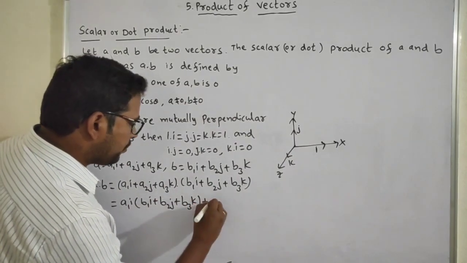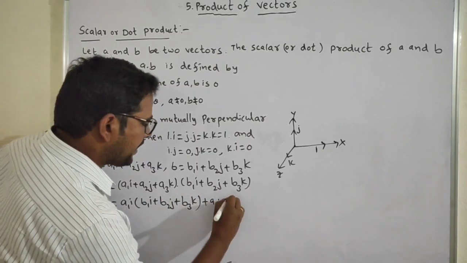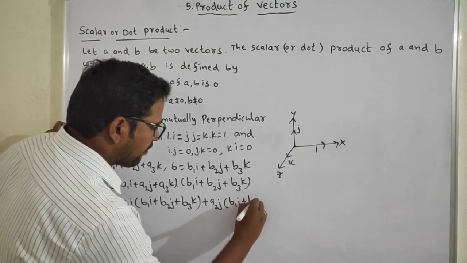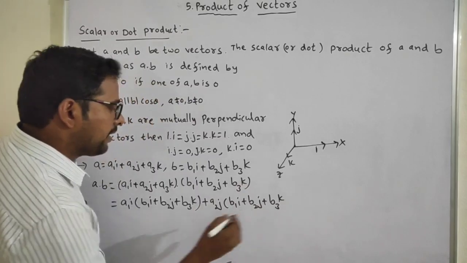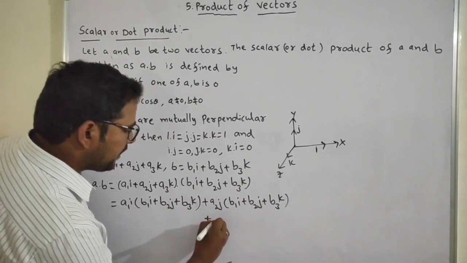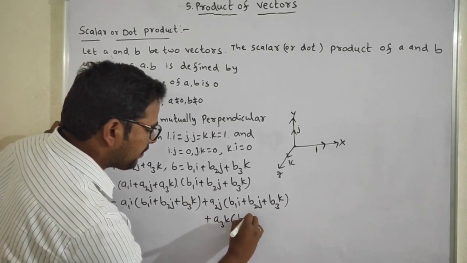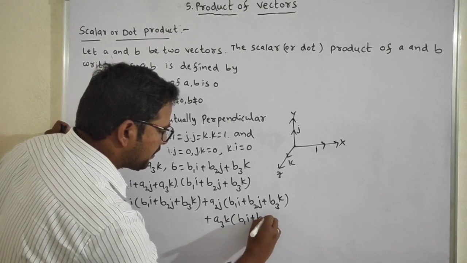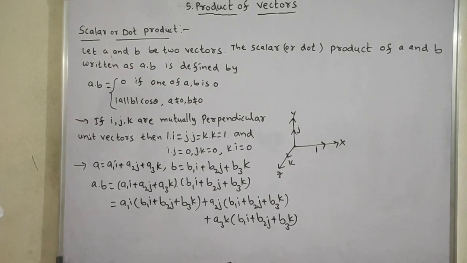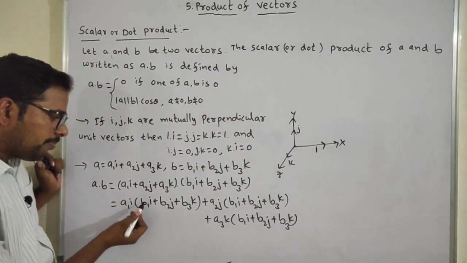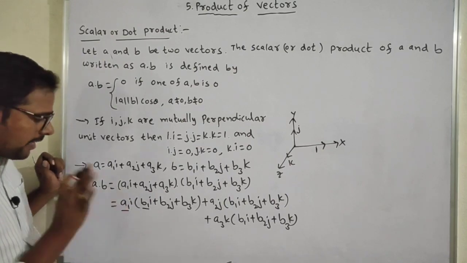నెక్స్ట్ సెకండ్ వెక్టర్ a2 j ఇంటూ (b1 i ప్లస్ b2 j ప్లస్ b3 k) ప్లస్ థర్డ్ వెక్టర్ a3 k ఇంటూ (b1 i ప్లస్ b2 j ప్లస్ b3 k). ఫస్ట్ వెక్టర్ చూడండి, a1 i డాట్ b1 i. a1 i ముందు స్కేలర్స్ a1, b1 నంబర్ స్కేలర్స్, వాటిని ఏం టచ్ చేయొద్దు.